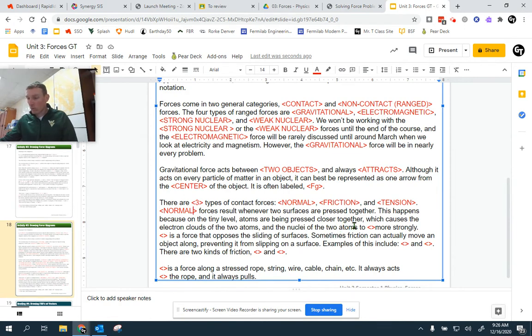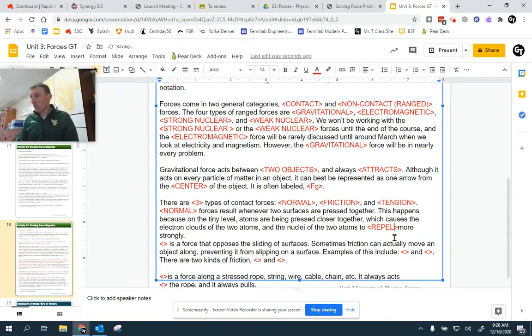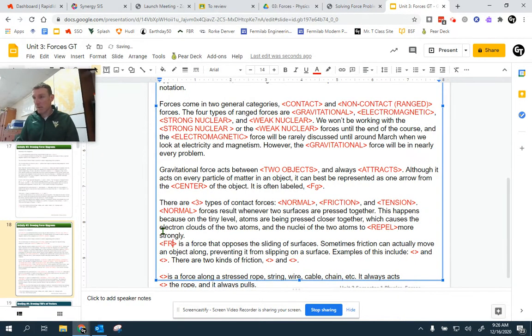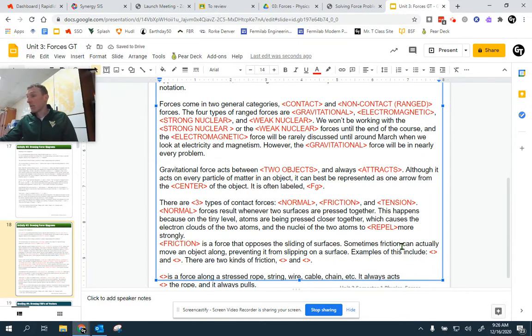The more the surfaces are pressed, the stronger the normal force, and they repel more strongly. That's all it is. All right, friction is a force that opposes sliding of objects. Sorry, just messing up. I'm out of my game here. Sometimes friction can actually keep an object from slipping on a surface. If it's on an angle and not moving, friction is keeping it from moving. But we're not going to do angle stuff this year, so you've lucked out.